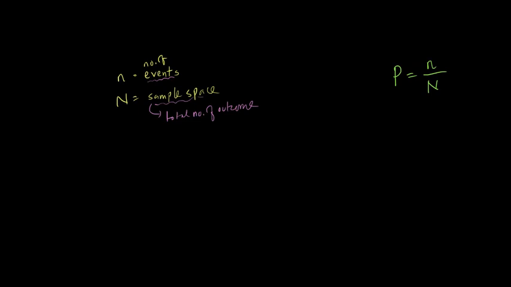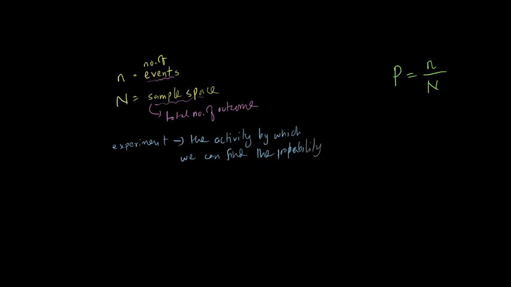The activity that you do, for which you need to know the probability, is known as an experiment. That means the activity by which we can find the probability. So whenever you're thinking about an experiment in probability, think about an activity. For example, if you want to know whether by tossing a coin it will be a head or a tail, that is an activity that you need to do. So tossing a coin is an experiment.